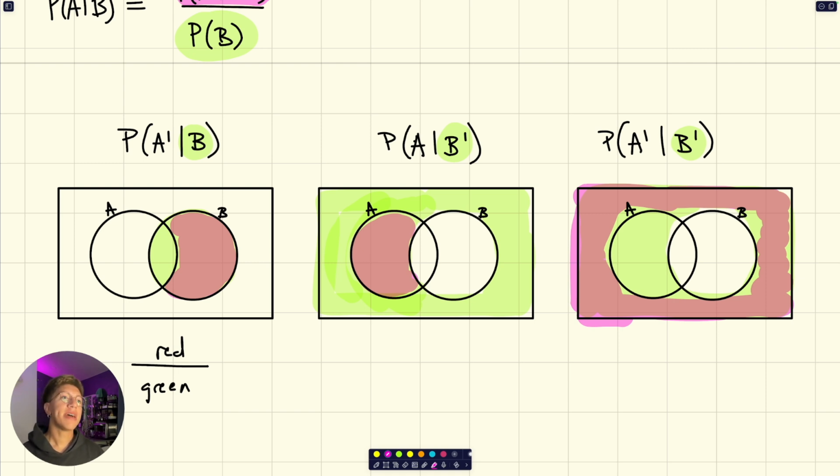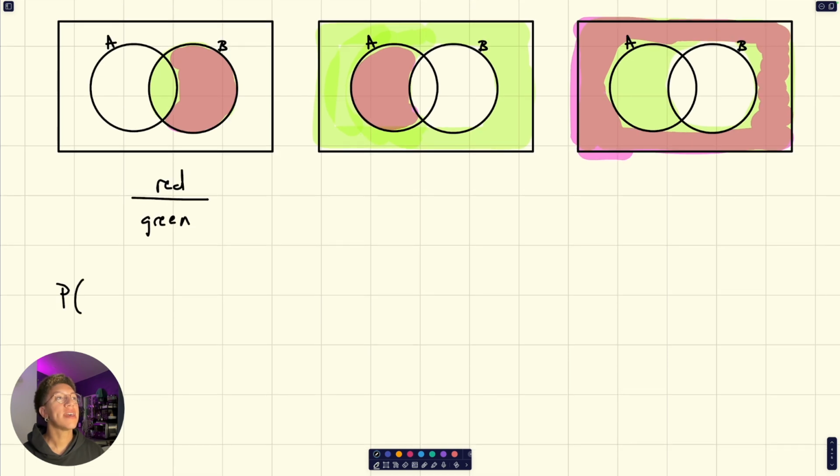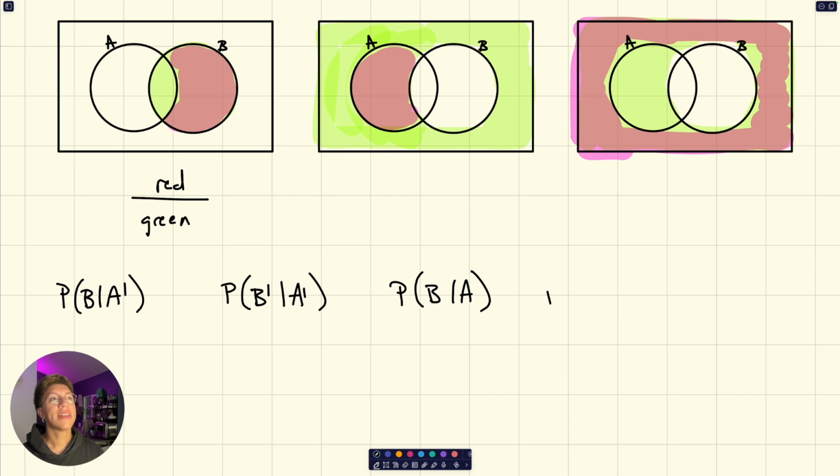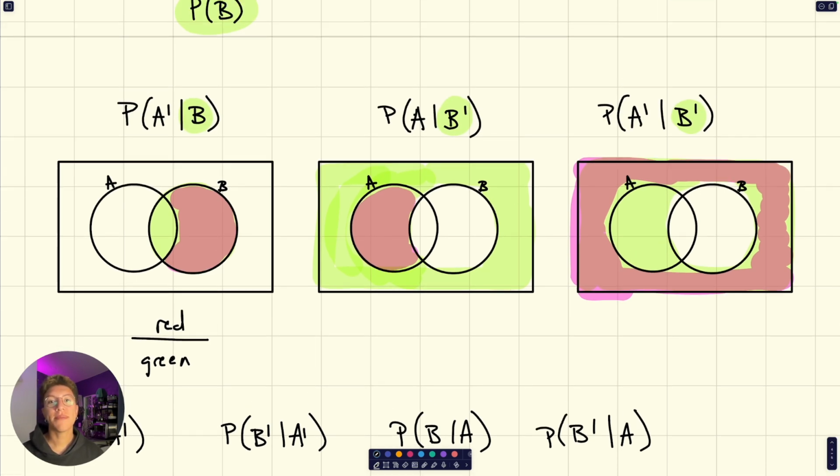All right, as you might imagine, there's actually 4 more cases for this one. So there's also the case of the probability of B given A not. There's the probability of B not given A not. There's the probability of B given A. And finally, the probability of B not given A. And if you want to, you can take some time to draw diagrams for each of those, but you can kind of get the idea. For conditional probability, we're changing the sample space that we're looking at, and then we're looking for the area inside of that new sample space in order to calculate our conditional probability.